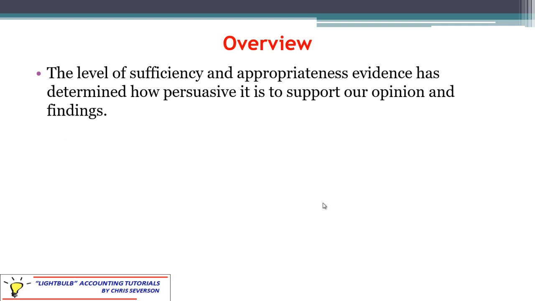So once we determine how sufficient that audit evidence is and how appropriate it is, that allows us to determine how persuasive it's going to be if we decide to use it to help us support our opinion in our audit report, all of our findings. We document that in our work papers. So that's really the goal here.